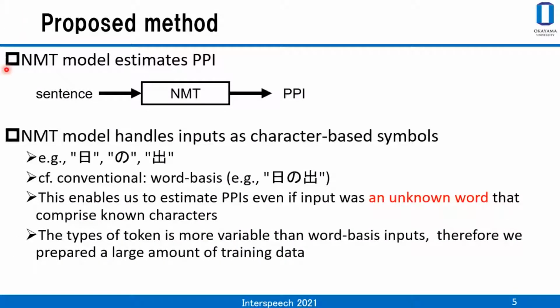We propose to apply an NMT model to PPI estimation. In our approach, the NMT model handles input as character-based symbols, not on a word basis. This enables us to estimate PPIs even if the input is an unknown word that comprises known characters. The types of tokens are more variable than word-basis inputs. Therefore, we prepared a large amount of training data.